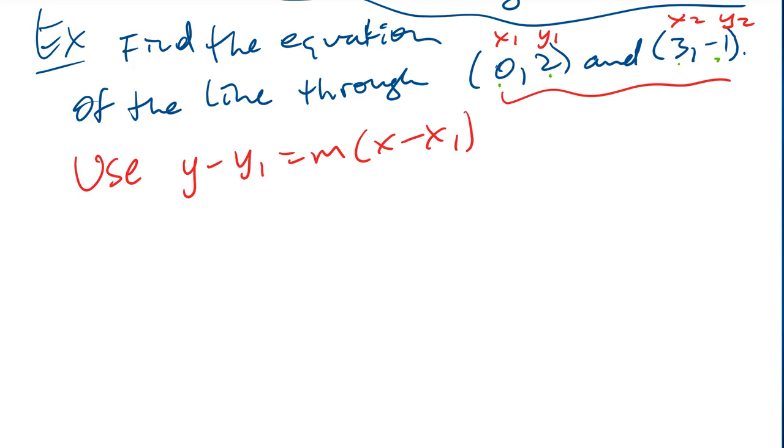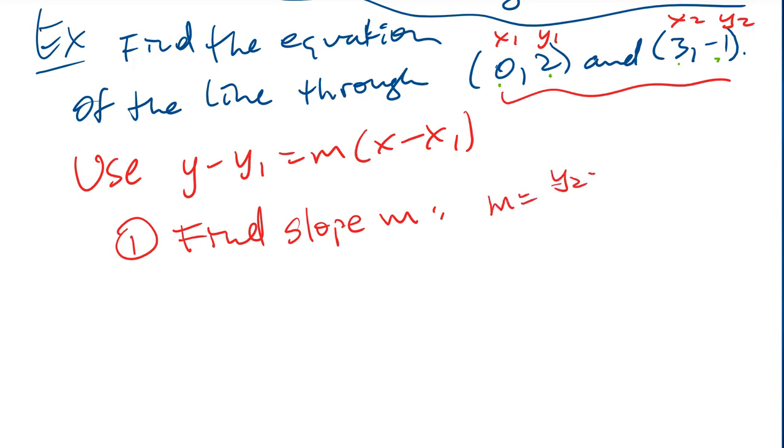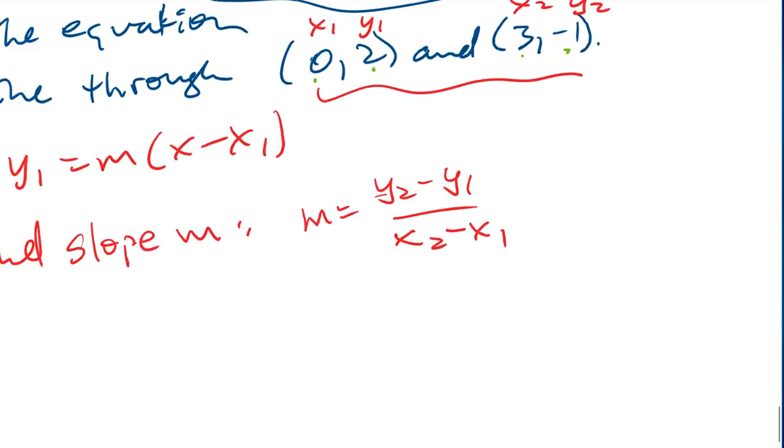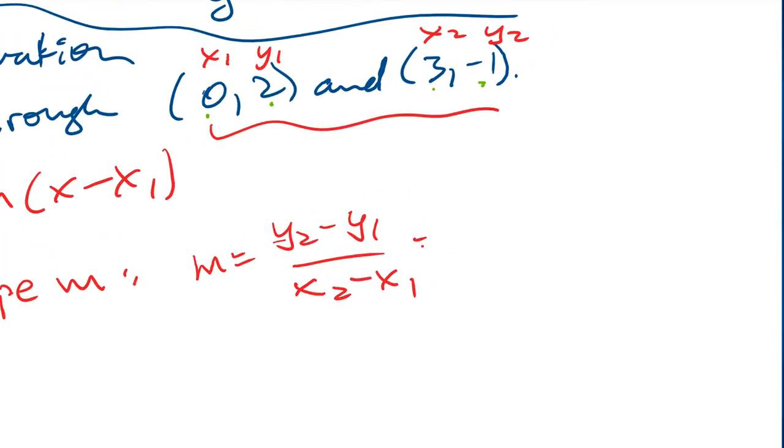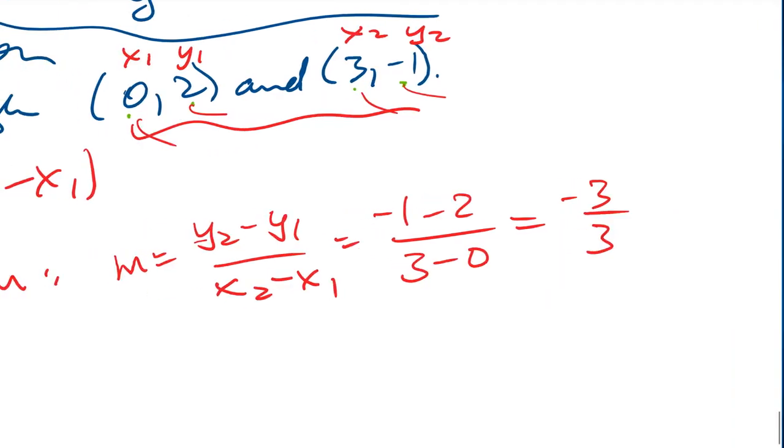Anyway, the first thing we're going to do is find the slope m. And you're going to write this down every time you need it until you've memorized it. So m equals y2 minus y1 over x2 minus x1. This gives us -1 minus 2 over 3 minus 0. So this is -3 over 3, which is just -1. So -1 is my slope.